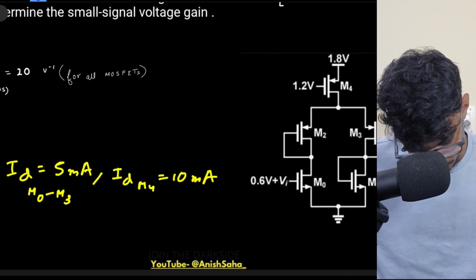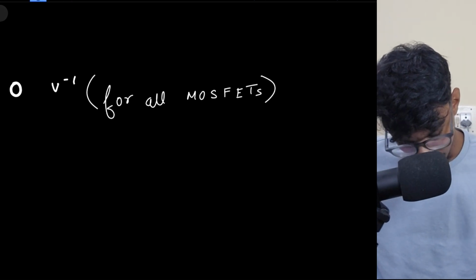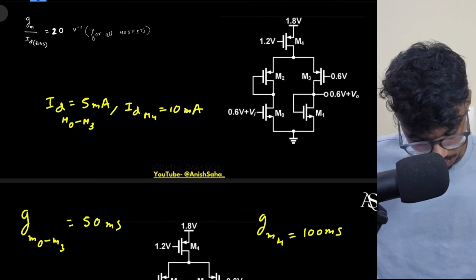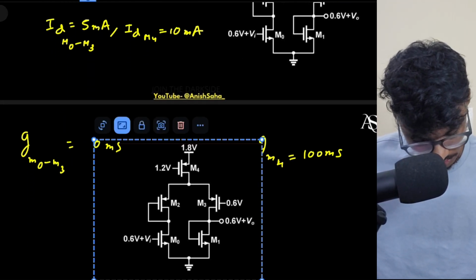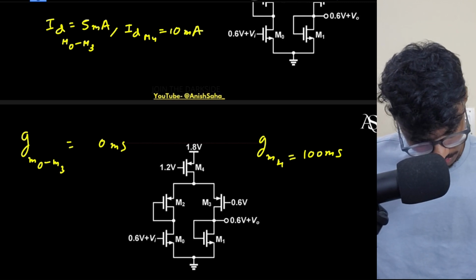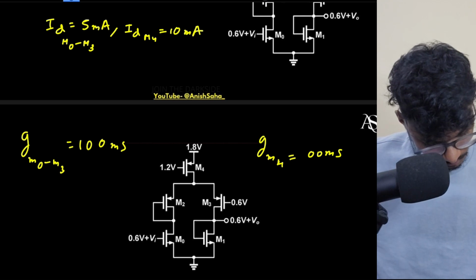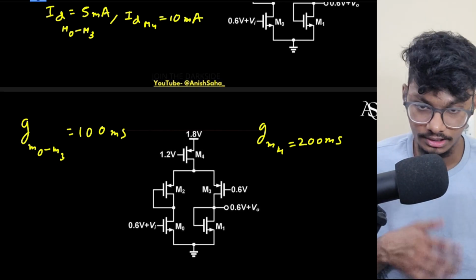Oh, this is 20. Okay, this is 20, not 10. My bad, I have my handwriting. So this will be 20 actually. So yeah, so this will be 100 actually. This will be 100. So, and this will be 200. Okay, so this is 200 and this is 100.